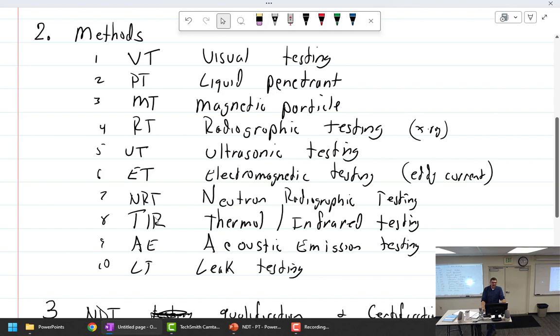Then you have to take a level 3 test in the method that you want. So you have to take the general first. Then I would take the magnetic particle, and that would give me a level 3. But in order to keep the level 3, you have to get so many points every 5 years, I think it is. And these points are how much work you've done, how much education you've done, attending meetings, and all that.